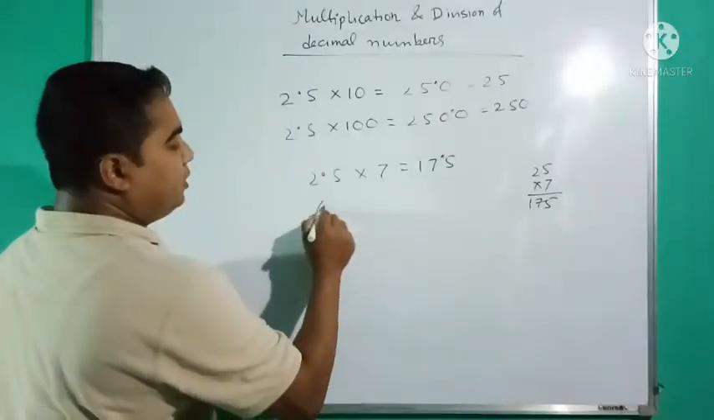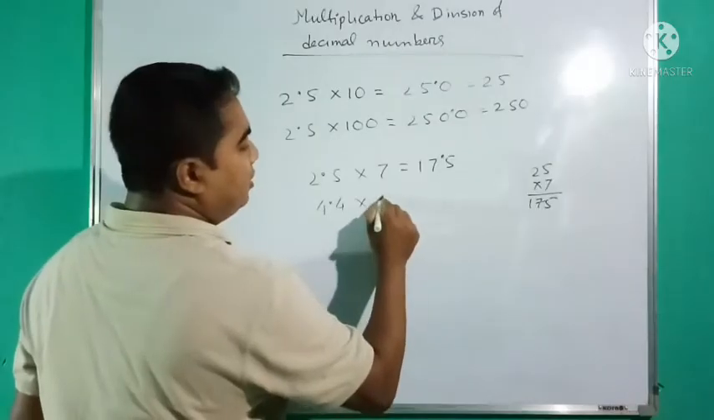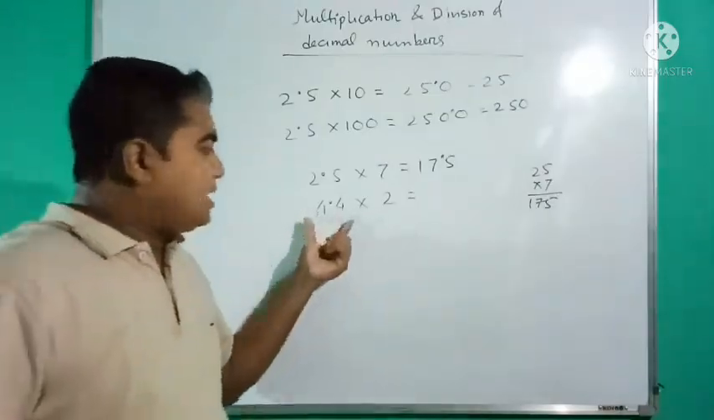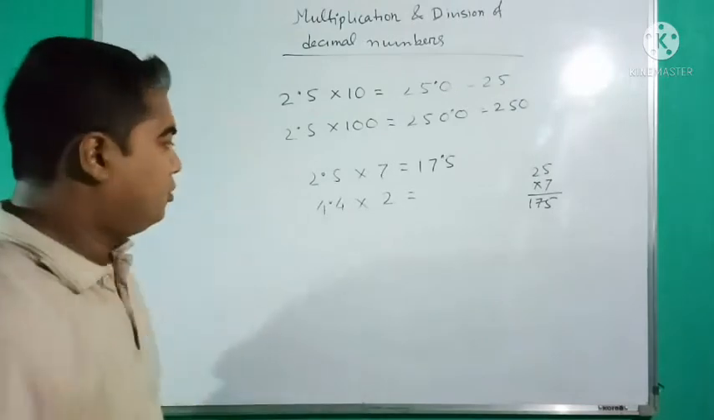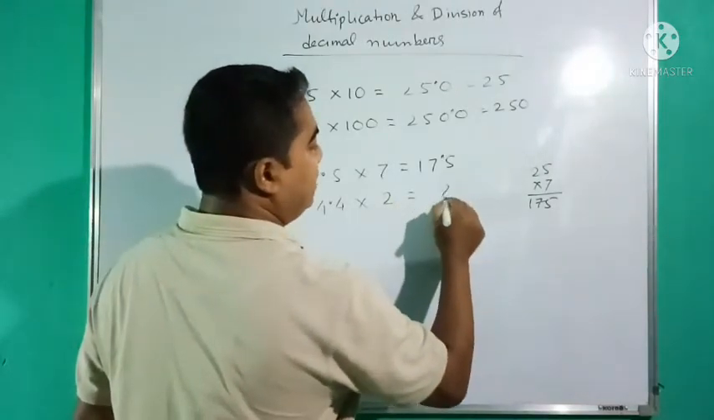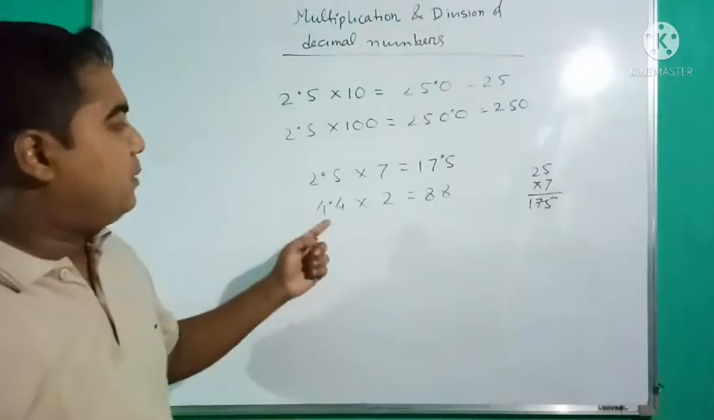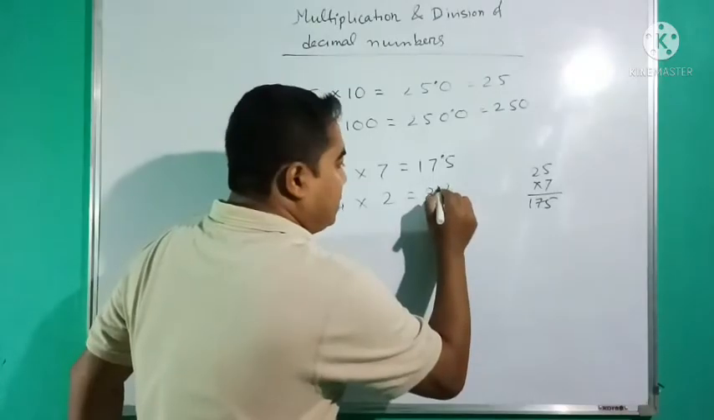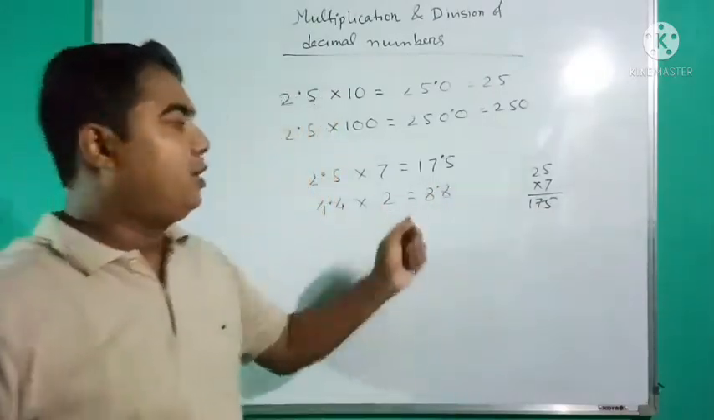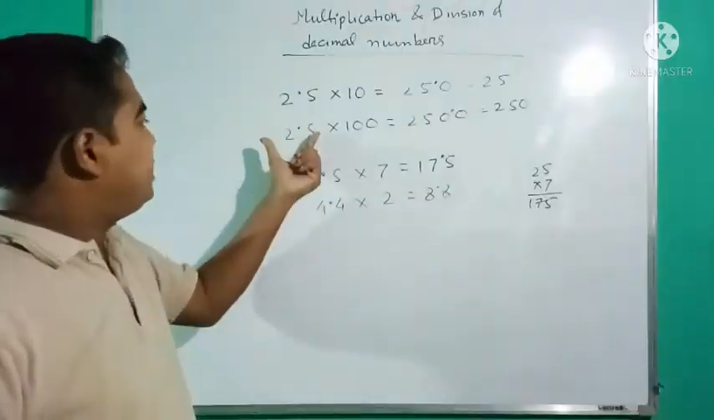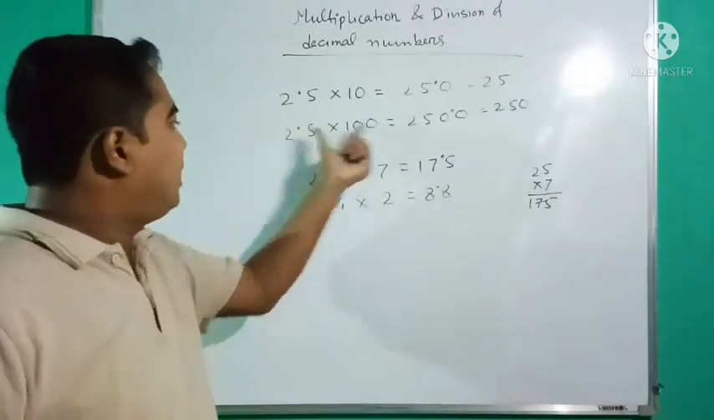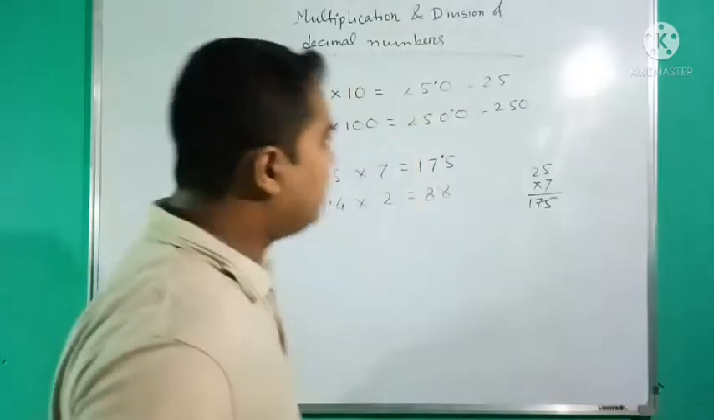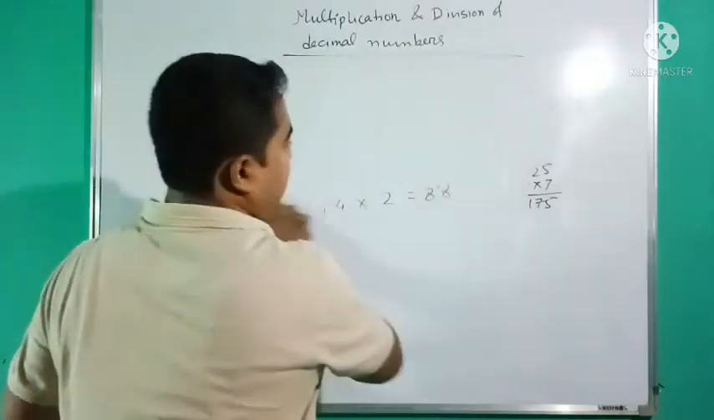Next, one more example. 4.4 multiplied by 2. At first think of it as 44 and next multiply with 2. Then 44 into 2, the answer is 88. Now count decimal places. Only one decimal place. So give the decimal after one digit, counting from right to left. 8.8. Okay. Here one is a decimal number and another is a non-decimal number. Next I will multiply one decimal number by another decimal number.